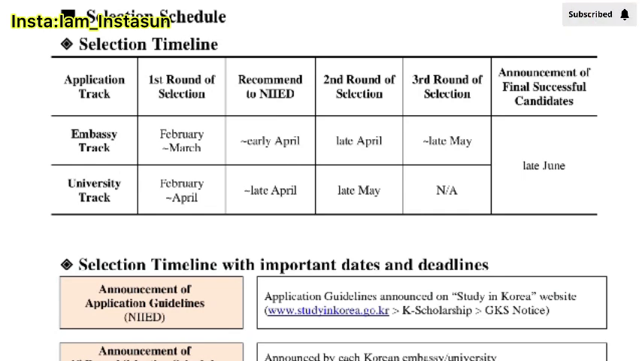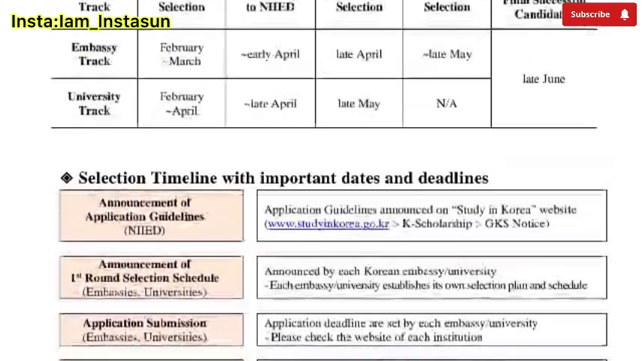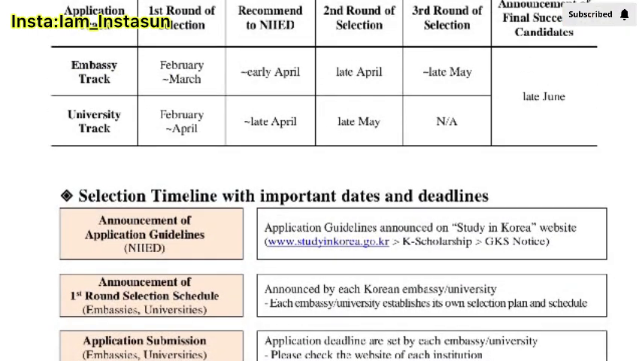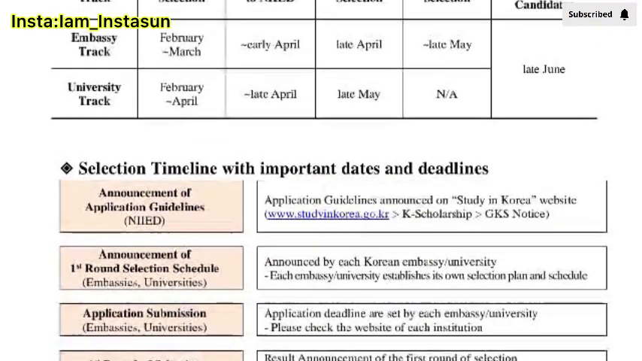for interview. Then the next stage will happen late April, and the second round selection will happen in late May. For embassy track, there are 3 stages of selection. For university track, there are only 2 stages of selection. And the very final result will come in late June. So for university track, the second round list is almost the final list, because you can see here there is no third round.